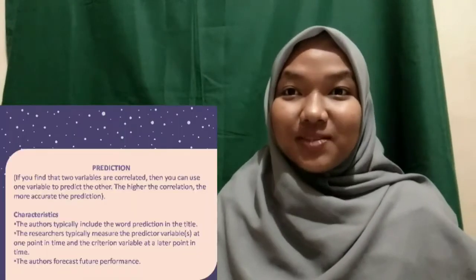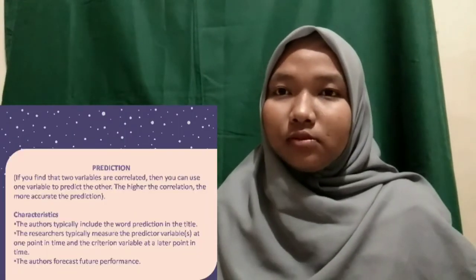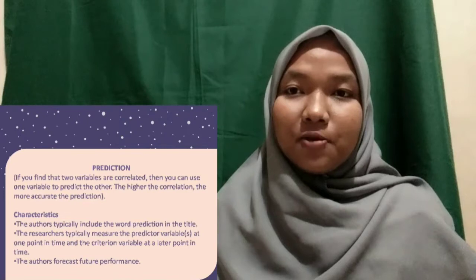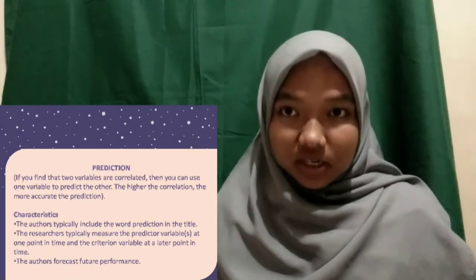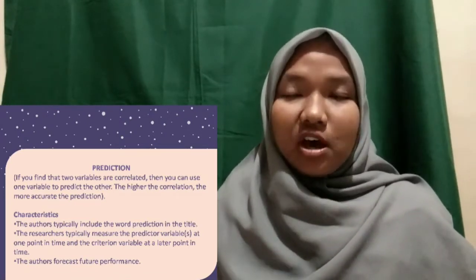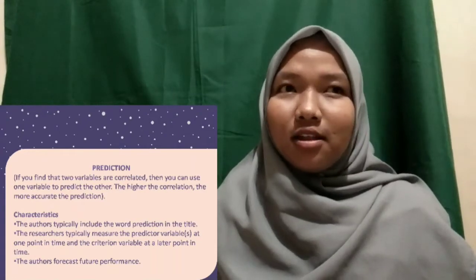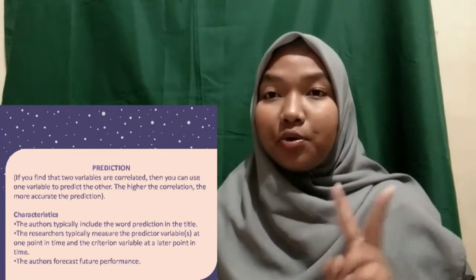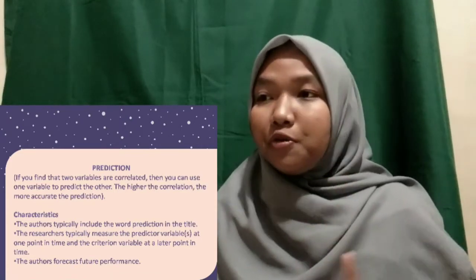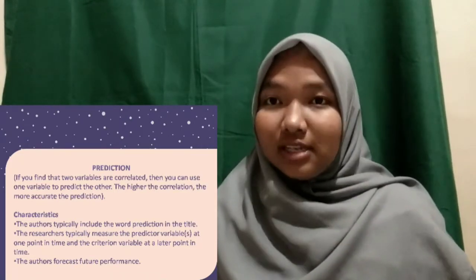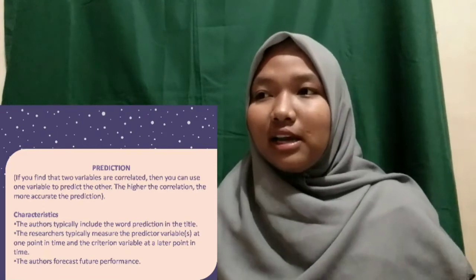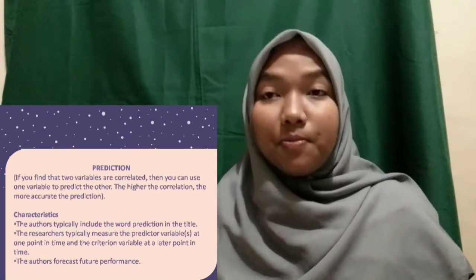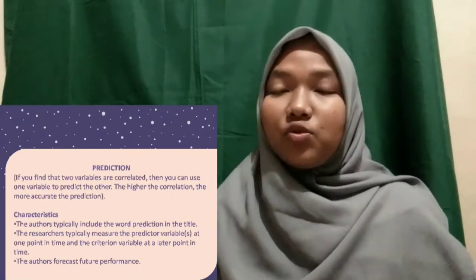Alright, and the second one is prediction. The prediction is to identify the variables that will predict an outcome, or the criterion. If you find that 2 variables are correlated, then you can use one variable to predict the other. The higher the correlation, the more accurate the prediction. You can see the characteristics here.